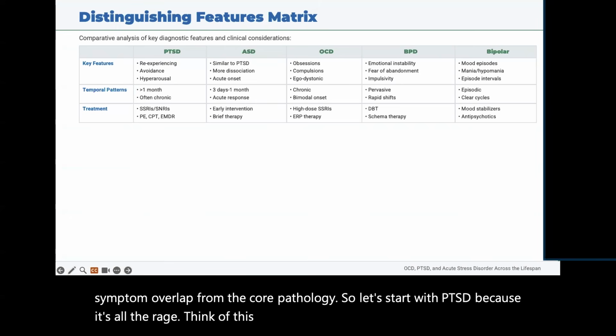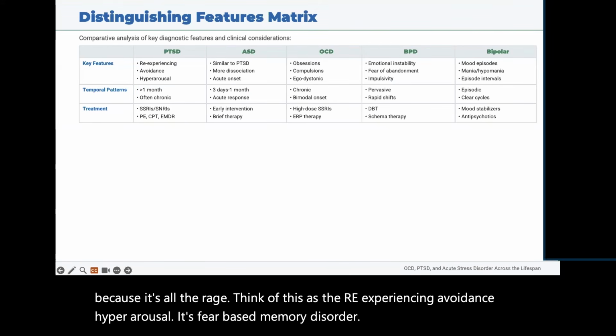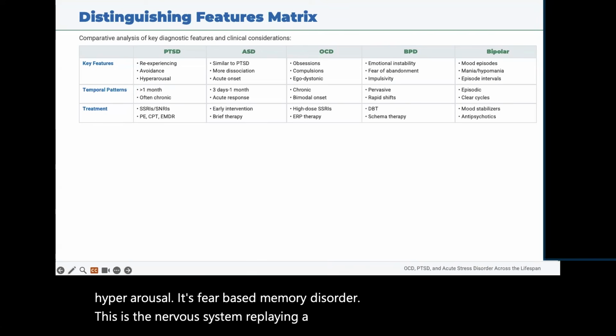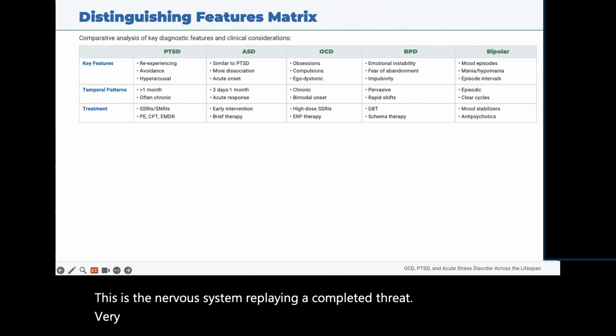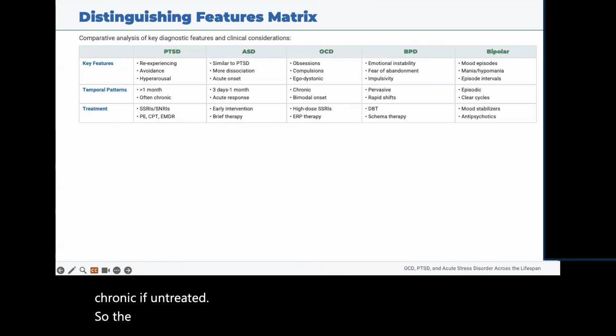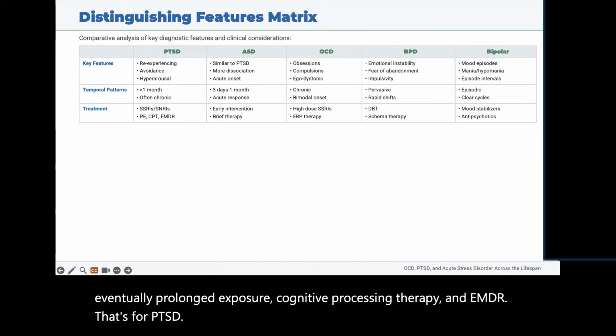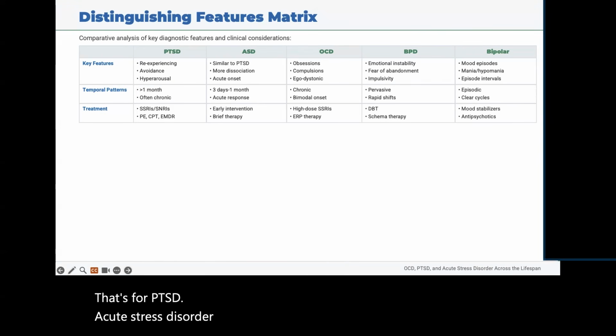Think of this as the re-experiencing, avoidance, hyperarousal. It's a fear-based memory disorder. This is the nervous system replaying a completed threat. Very important: symptoms last more than 1 month and often become chronic if untreated. The evidence-based treatments here are things like SSRIs, SNRIs, eventually prolonged exposure, cognitive processing therapy, and EMDR. That's for PTSD.